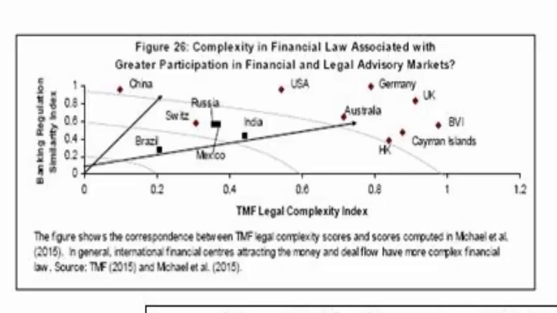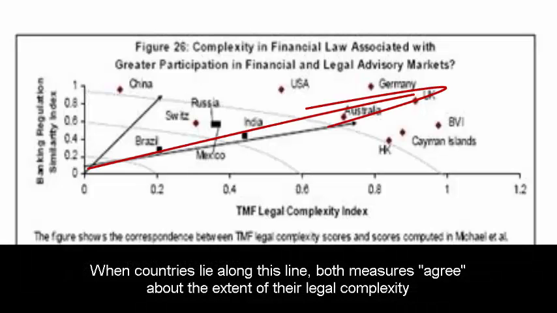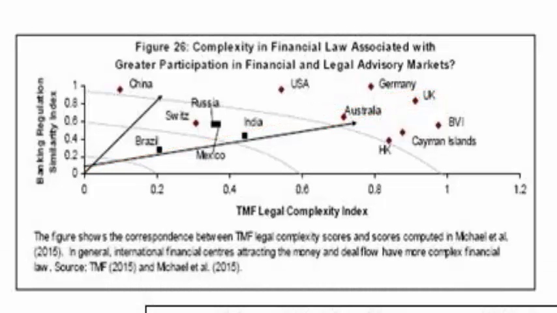Now, in order to make sure that we weren't just hallucinating and making this up, we compared this with another legal complexity score that we got from an international federation of company secretaries and corporation companies. It's called TMF. And what we find is some correlation between the legal complexity that they find when they go through provision by provision of financial law in various jurisdictions. However, there are some differences.